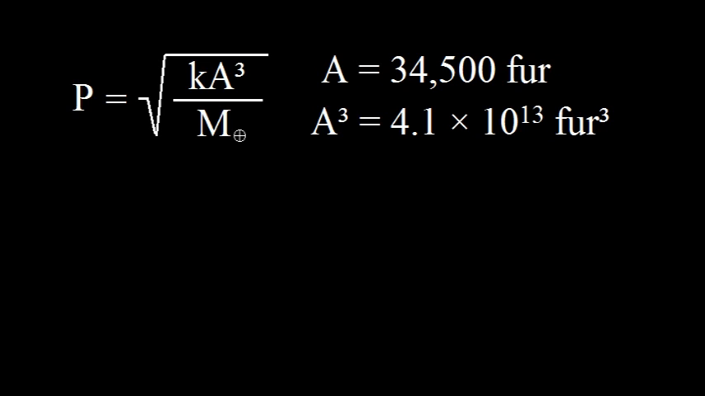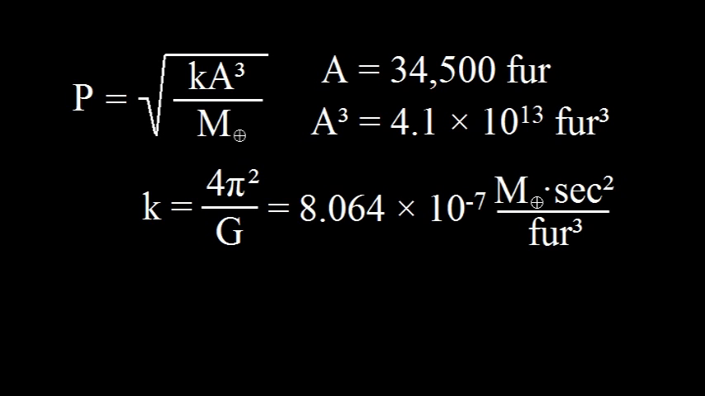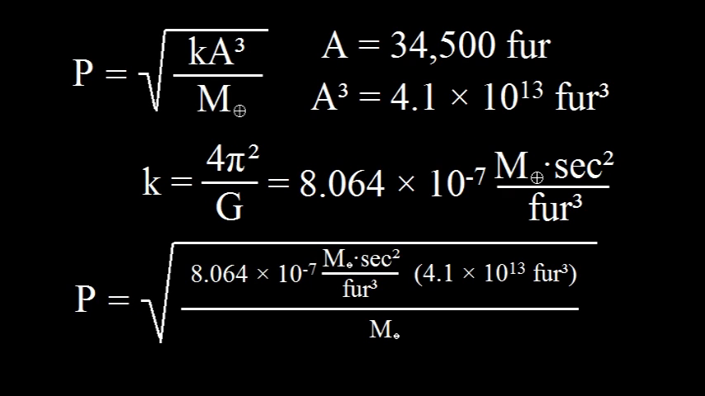Now K, that conversion constant in the numerator, turns out to be 4 pi squared over Newton's gravitational constant, which in our units works out to, and I'm not kidding here, 8.064 times 10 to the minus 7th Earth mass seconds squared per cubic furlong. So, plugging all these numbers into the equation, we get that the period of the orbit equals the square root of 8.064 times 10 to the minus 7th Earth mass seconds squared per cubic furlong times 4.1 times 10 to the 13th cubic furlongs, all divided by the mass of the Earth.